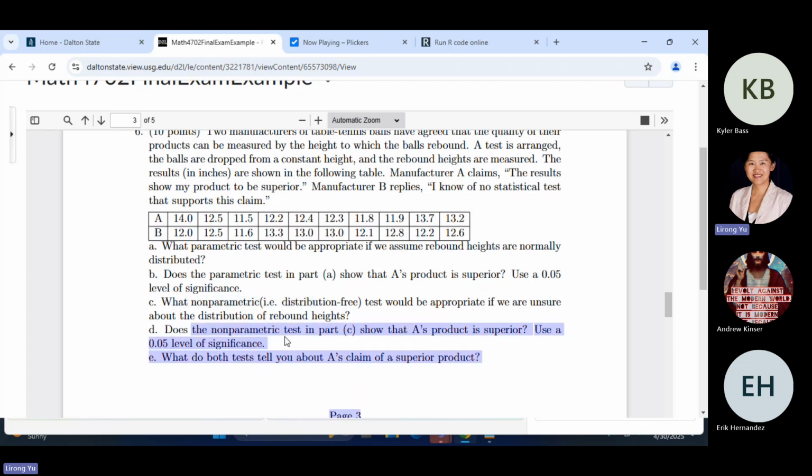And then in D, we will run a test. And obviously the decision in C and D would be compared with the decision in A and B. So D would be which one? What do both tests tell you? What would be the conclusion for the t-test and what's the conclusion for the Wilcoxon test?